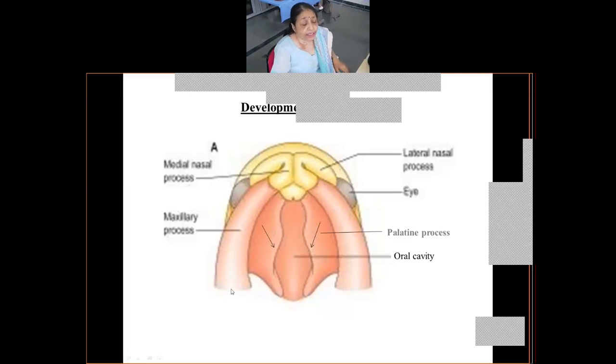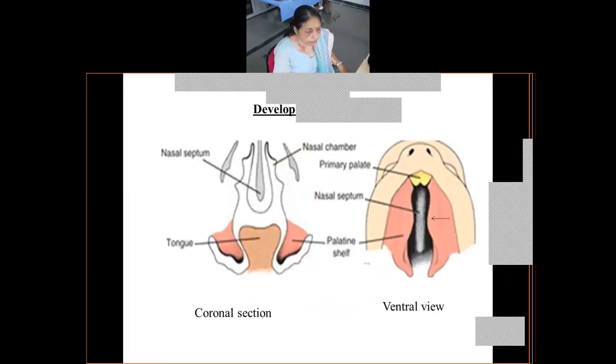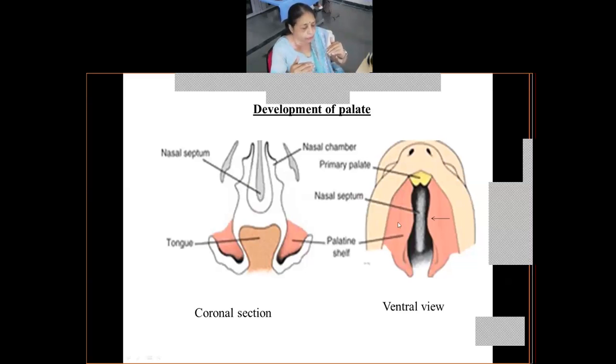Later on, when the tongue is depressed, these palatine shelves come horizontally and they will meet with each other. Now here you can see this is the palatine shelf, here is the tongue, and this is the frontonasal process which is forming the nasal septum here. And here they are growing downwards and medially. When the tongue is depressed, the two palatine shelves will grow towards each other and join with each other.